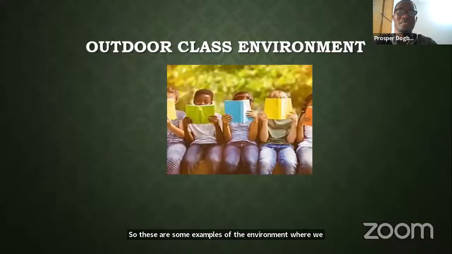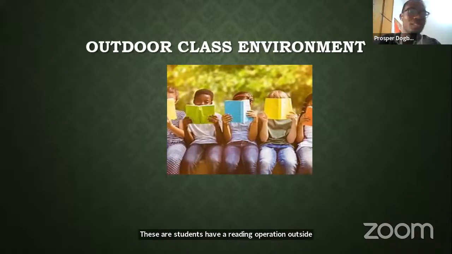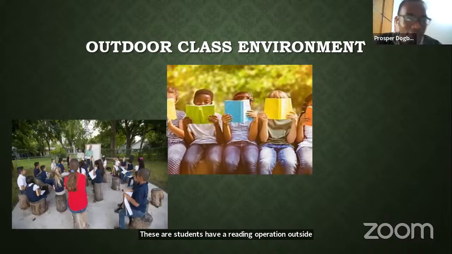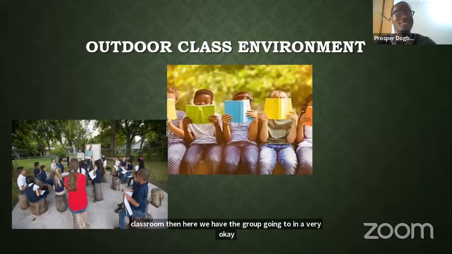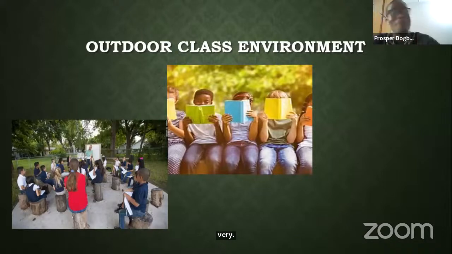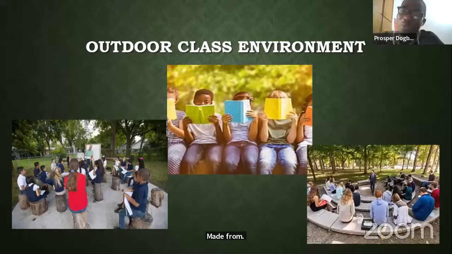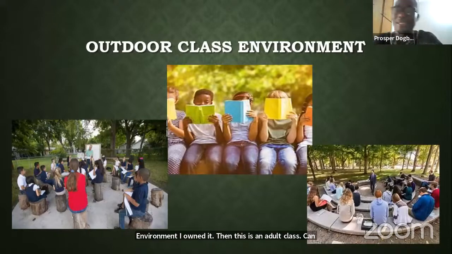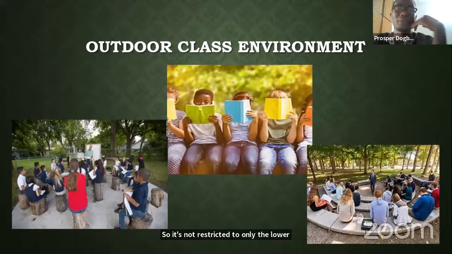These are students having a reading comprehension outside the classroom. Then here we have a group of children too, in a very nice and serene environment, seated on stools made from wood. They show the impact of nature and the environment around them. Then this is an adult class, a tertiary level class, which is also being handled outside. So it's not restricted to only the lower levels. Even at the tertiary level and the senior high school level, whichever level we find ourselves as teachers, we could use that.